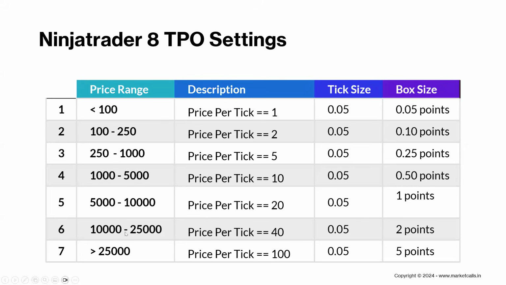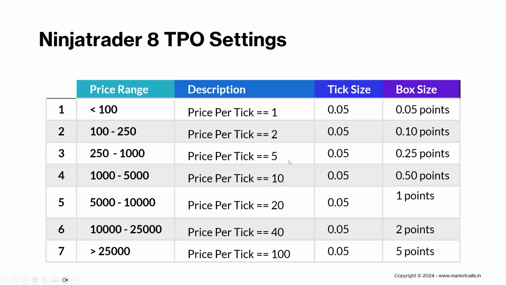So for something like Nifty, since Nifty is in the 10,000 to 25,000 zone, I'll be using a 2-point TPO. Meaning each and every letter is 2 points. Whereas for Bank Nifty, it is 5 points. Something like Reliance, it will be 50 paise. Every letter will be 50 paise.